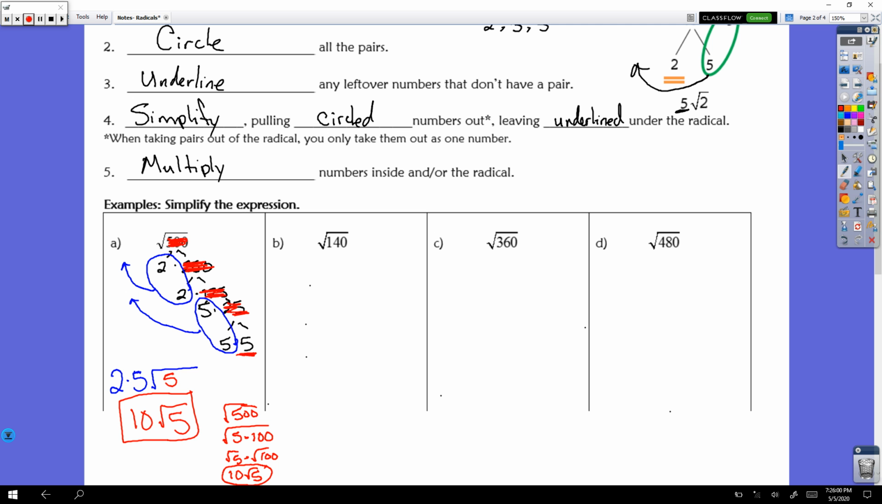Okay, so you can either break it down just by dividing, right? If you have a calculator, just divide by 2 until you can't, then try 3, then try 5. Or you can look for those perfect squares inside, okay? So there's 2 different ways you can do it.